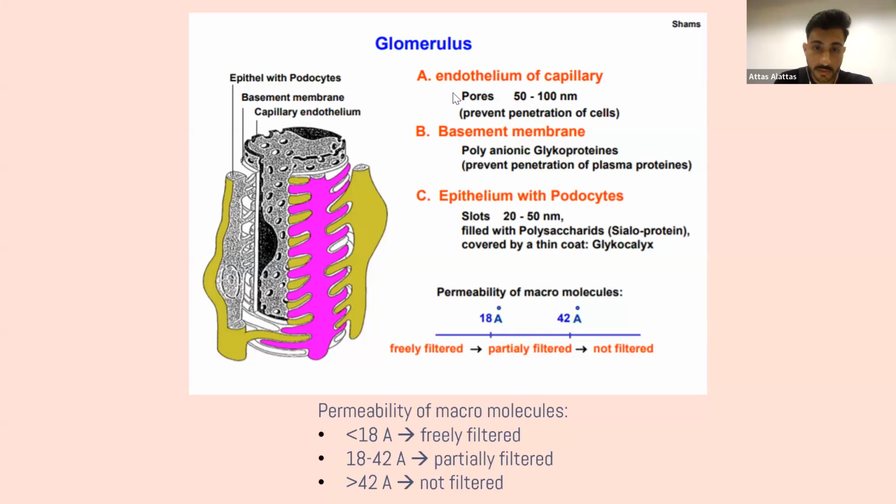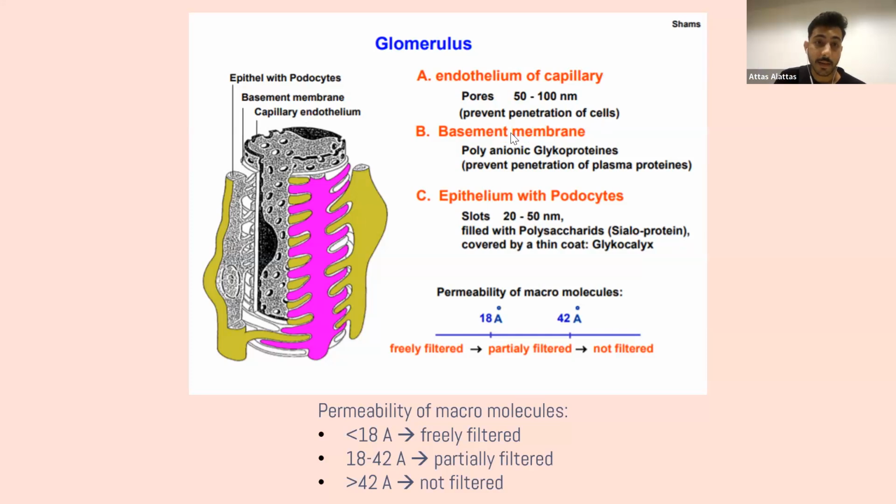Small pores, so they don't get large. No, they're not negatively charged, but the reason is because cells are more than 100 nanometer, so they're unable to pass through the endothelium. So cells like white blood cells and RBCs are unable to move from the capillary to the Bowman space because of the pore size. The pore size is 50 to 100 nanometer, and cells are usually greater than 100 nanometer. That's the reason why, not because they're negatively charged. This is for the endothelium layer.